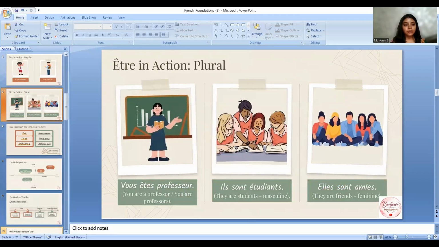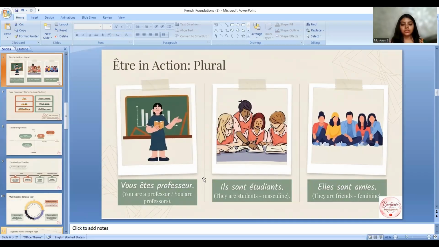Now let's see more in plural forms. We have done the previous ones in singular forms. Now we will be doing plural forms. So vous êtes professeur. Vous êtes professeur means you are a professor, or you are professors.